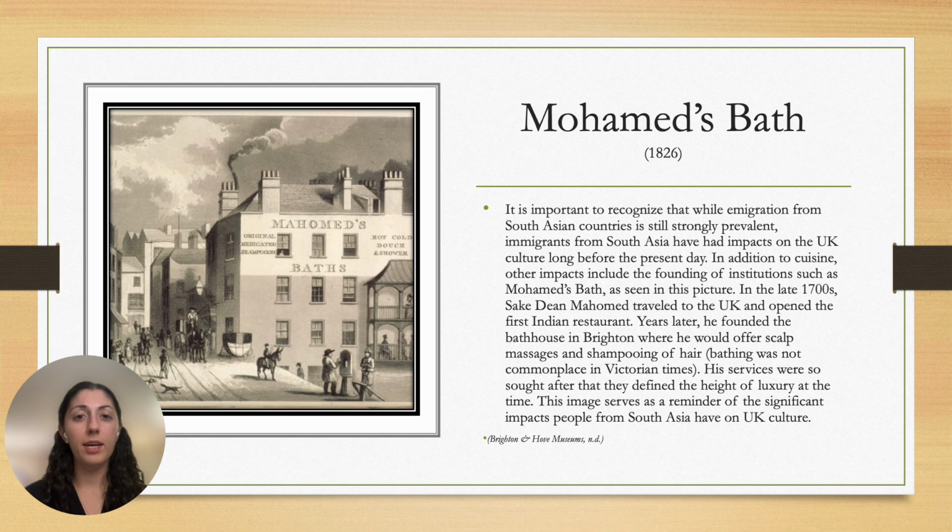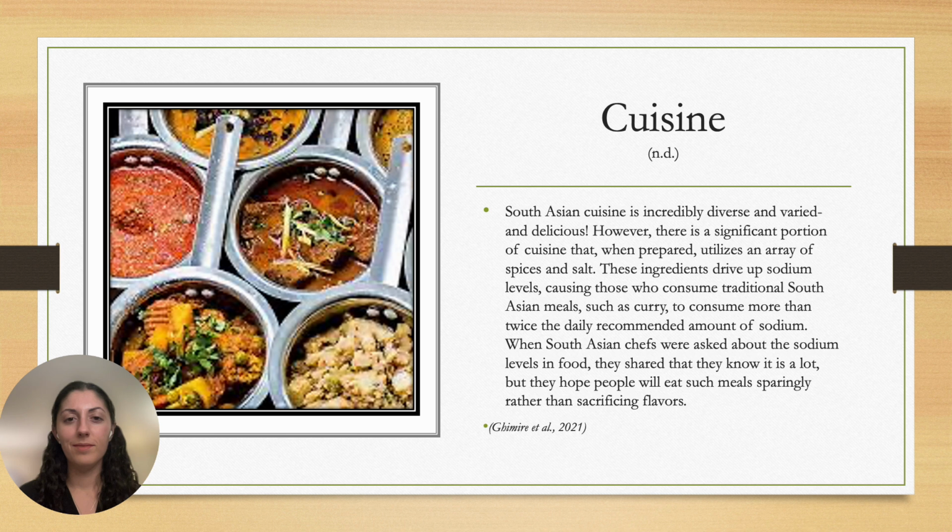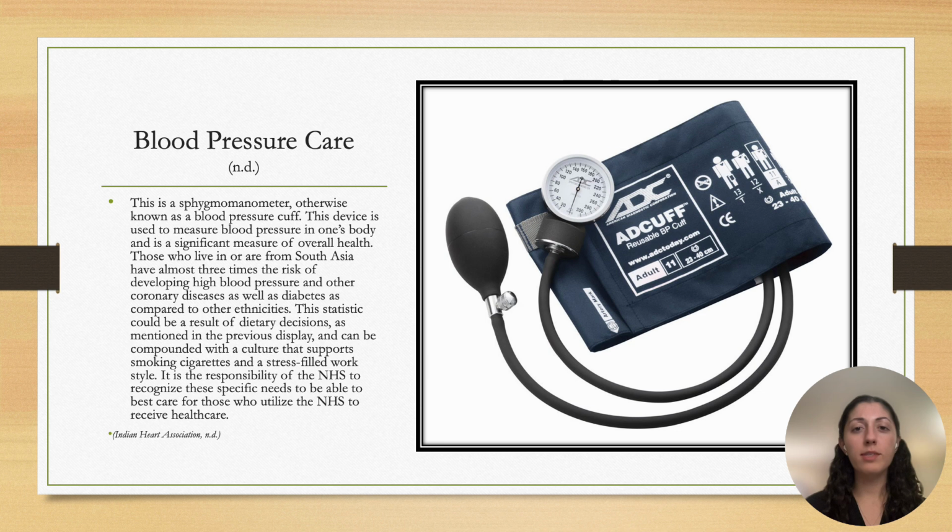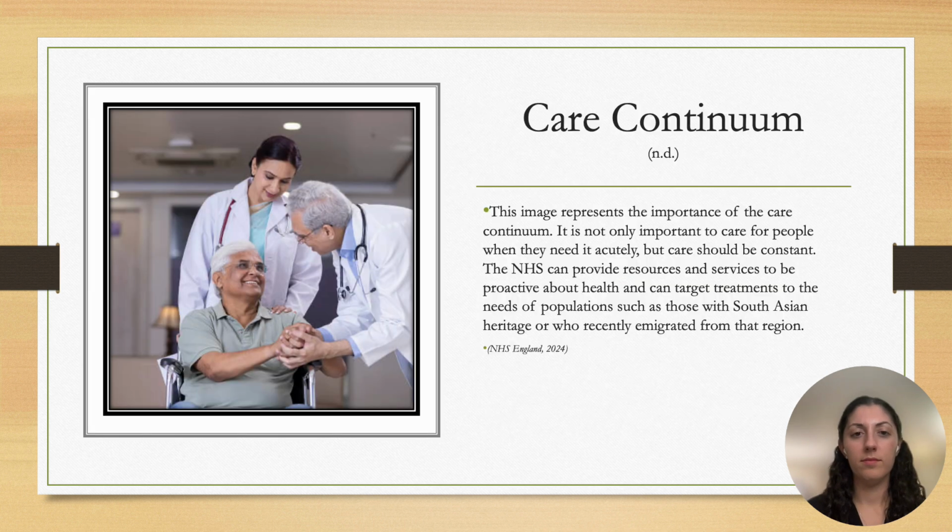Now, it is important to recognize that while emigration from South Asian, and since we mentioned cuisine, let's learn more about it. What you see here is a sphygmomanometer, otherwise known as a blood pressure. Finally, we round out our exhibit by discussing the importance of the care.